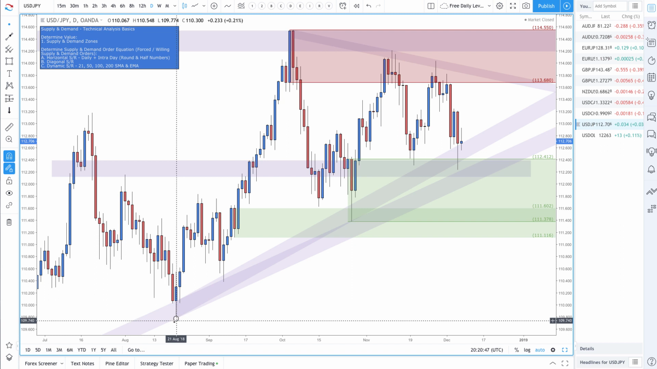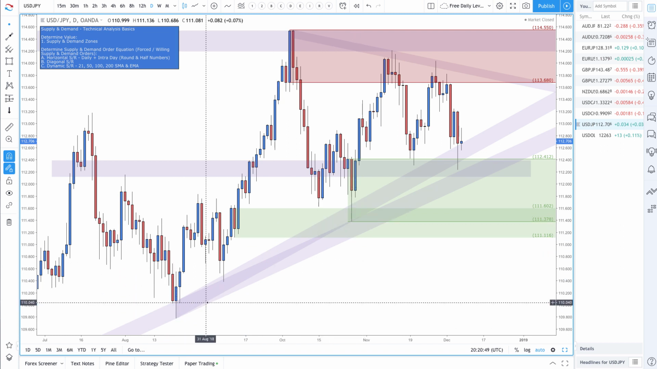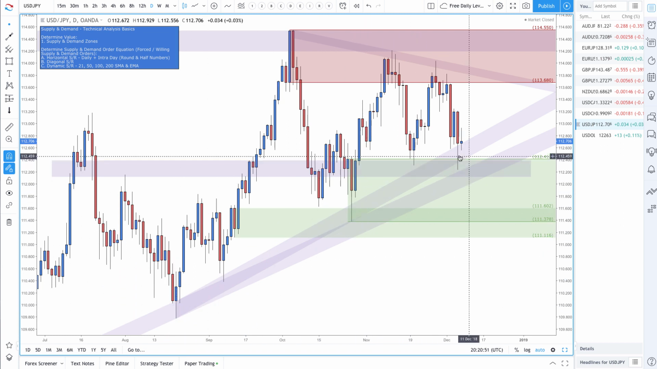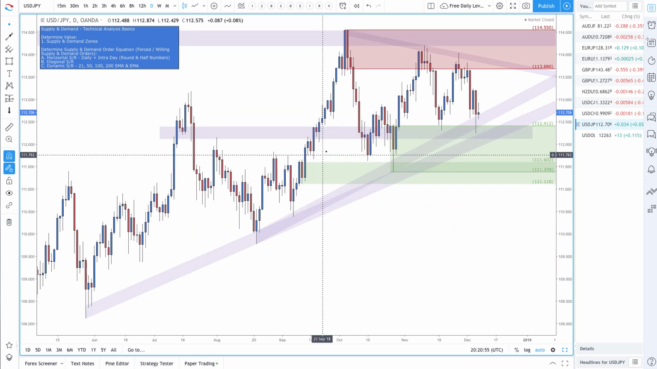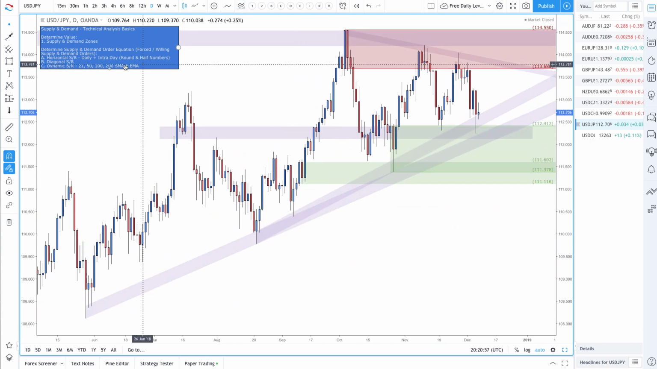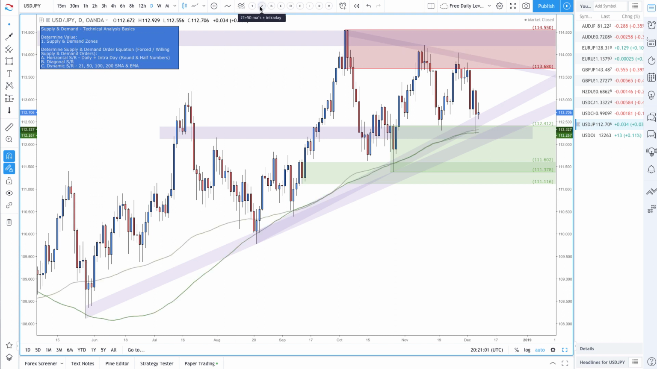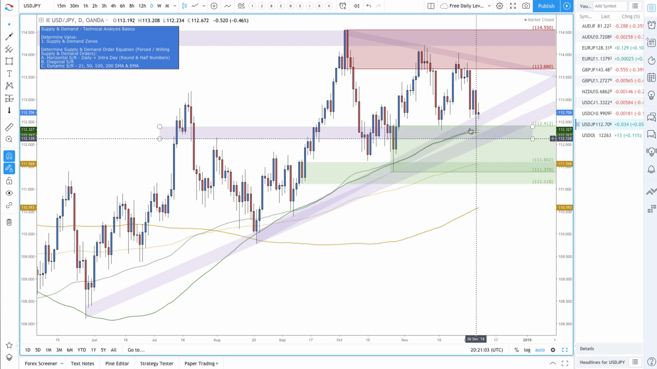You have diagonal support, which is basically just joining higher highs, higher lows, right? You've got another one from there as well. And then you have dynamic, which is the 21, 50, 100 and 200. So if we look at the 100 and the 200, you can see that there are traders that have been trading the 100 moving average, which is the green line, right? And then you had this bounce.